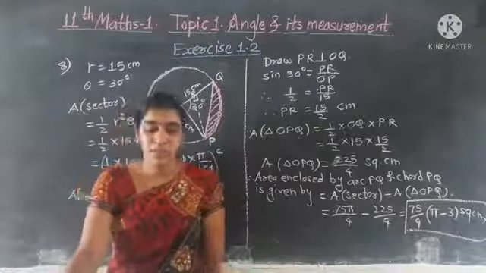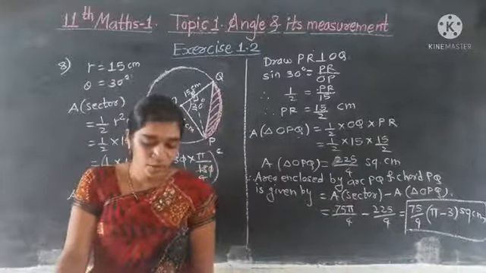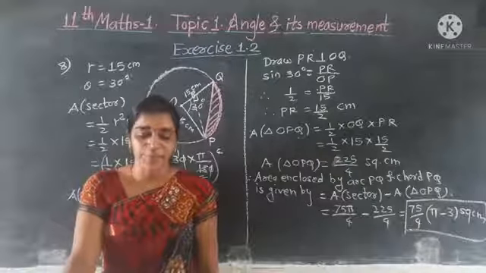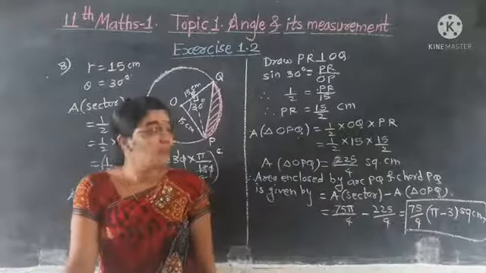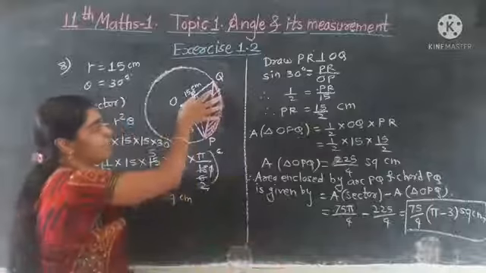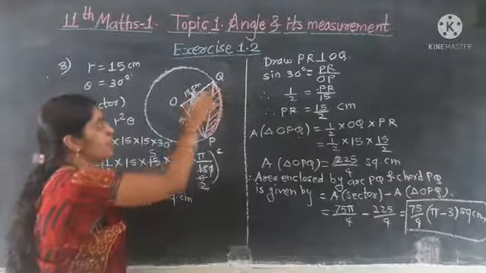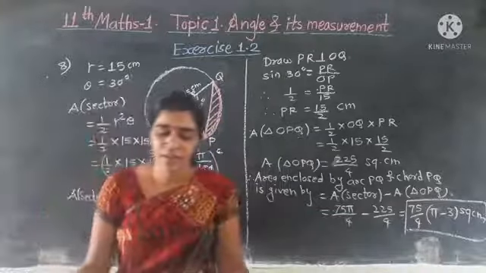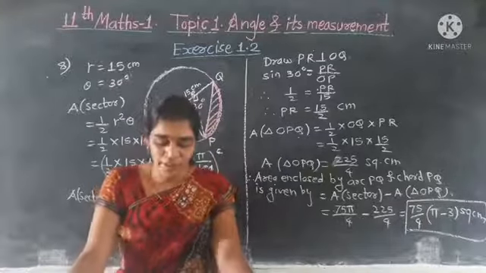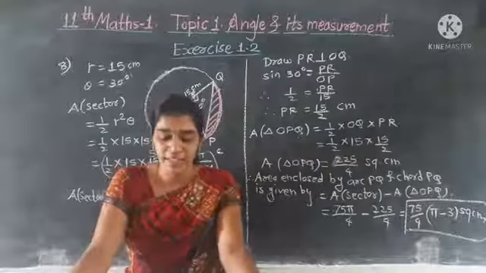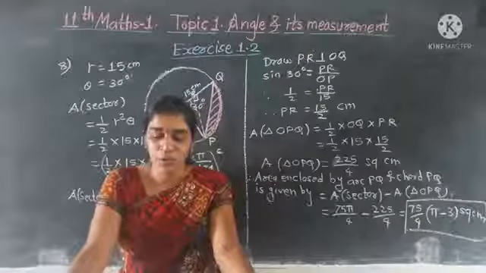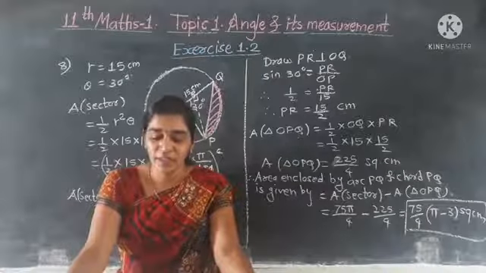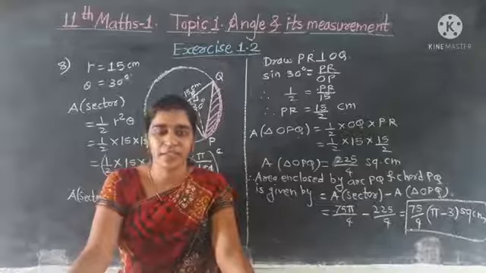Okay, then question number 9, you can solve yourself. Perimeter is given, perimeter of sector is given, means this is sector. Perimeter is given means 2 times radius plus s means perimeter. Okay, from this you have to find area of sector. You can find easily. And 10th also perimeter is given and you have to find area of sector.